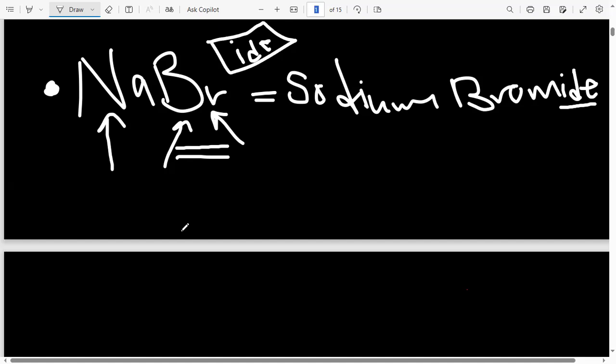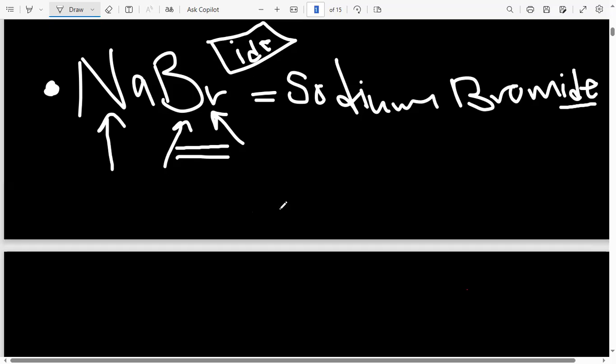So does anyone have a question on how we are able to name this compound? My question is, every time, for example, this bromine you have changed to bromide, is it specifically this, or will other compounds also change to IDE? Yes, there are a lot of compounds, and you are going to see them. Even the second example that I'm going to show you also has to end with IDE.